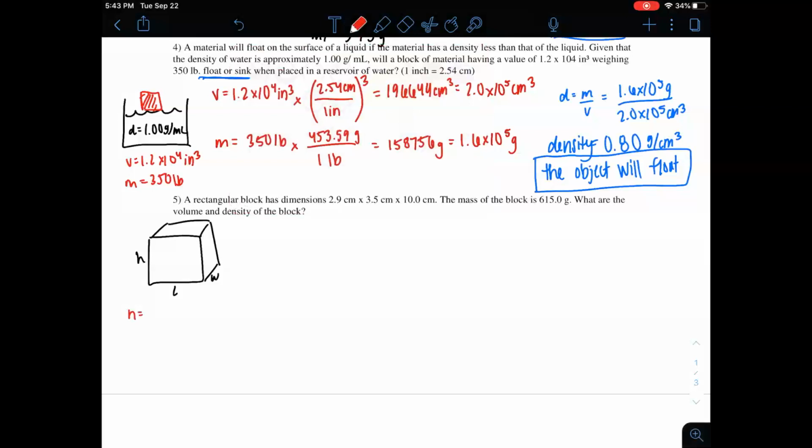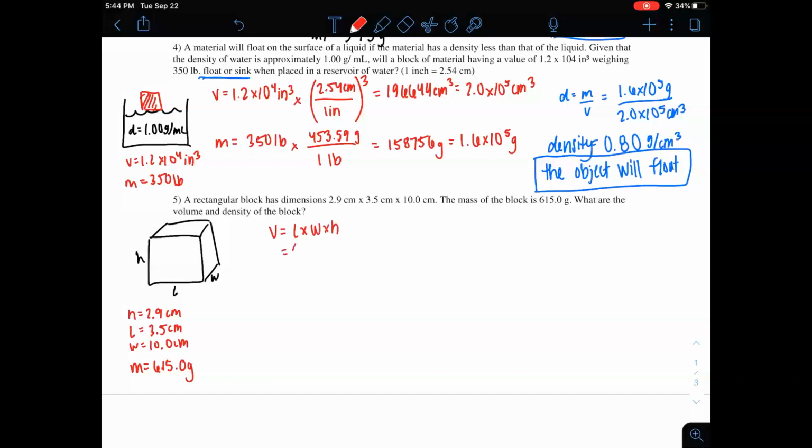And the only thing that I am given is the dimensions, 2.9, 3.5, and 10.0. And I'm also given that the mass of the block is 615.0 grams. So first off, I need to solve for volume, and volume is length times width times height.